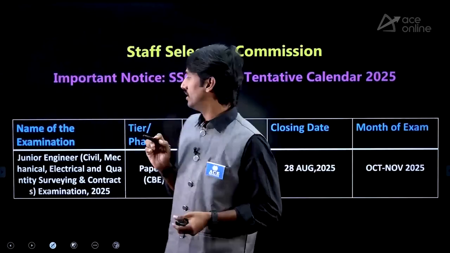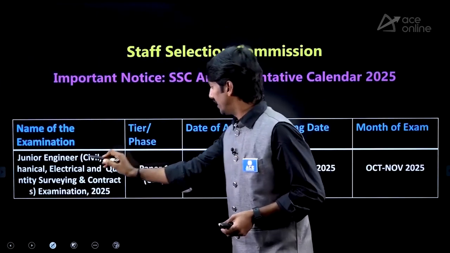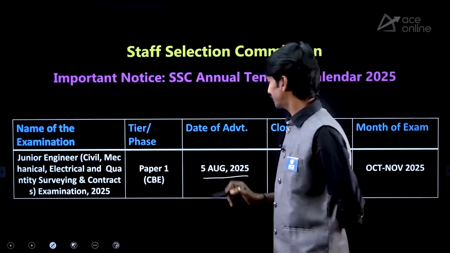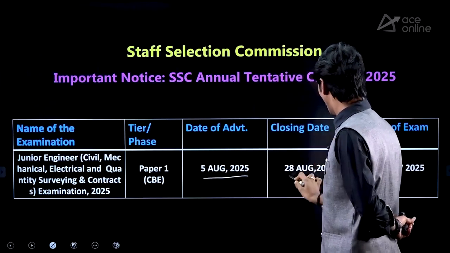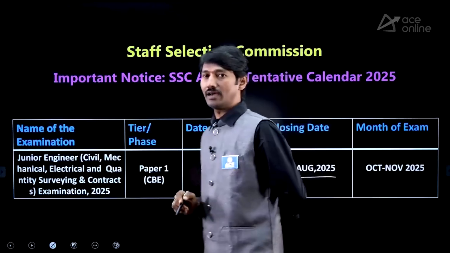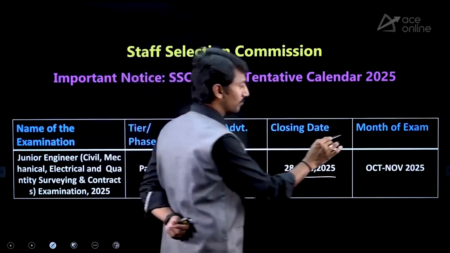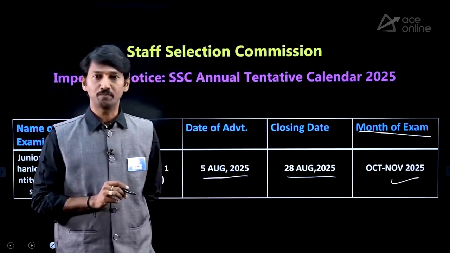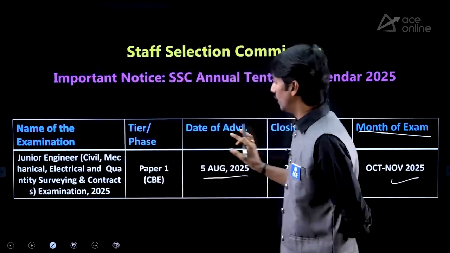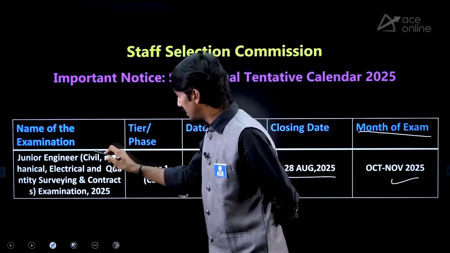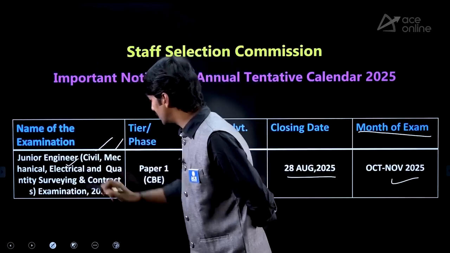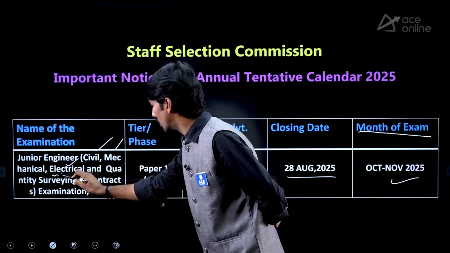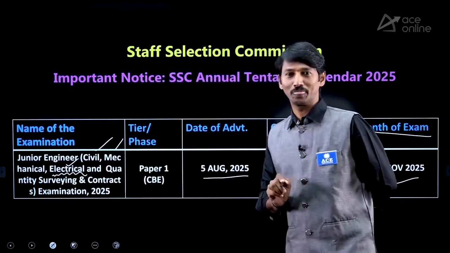The tentative schedule given is: SSC JE paper 1 advertisement date 5th August 2025, closing date 28th August 2025, and month of exam October or November 2025. This is the tentative schedule they have given for SSC JE civil, mechanical, electrical, quantity surveying and contract. I am going to focus on electrical now.